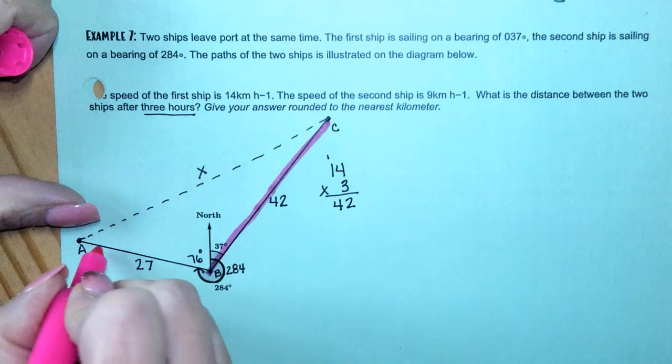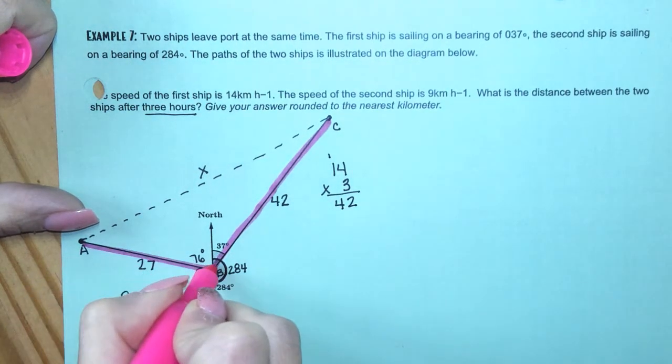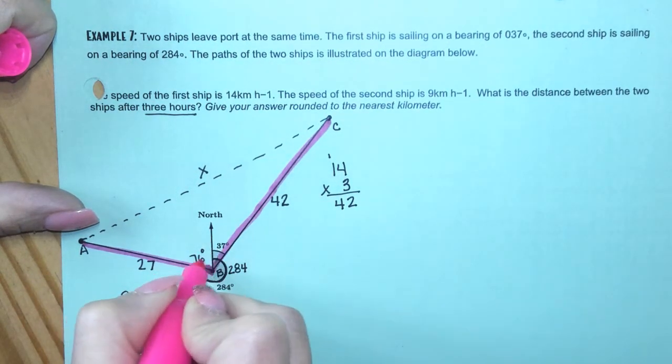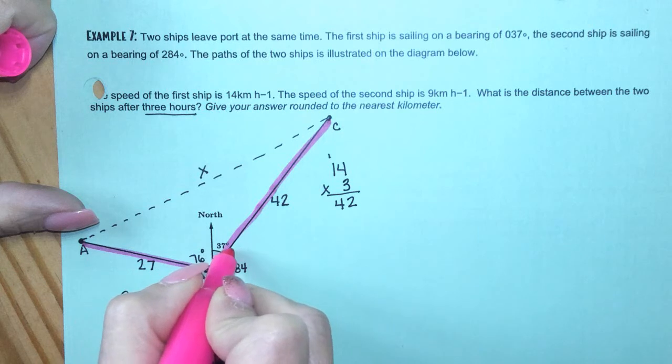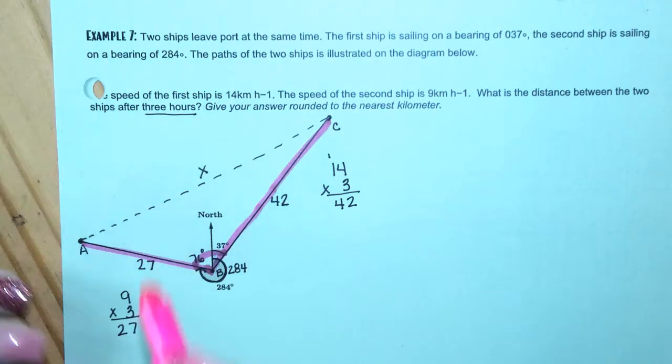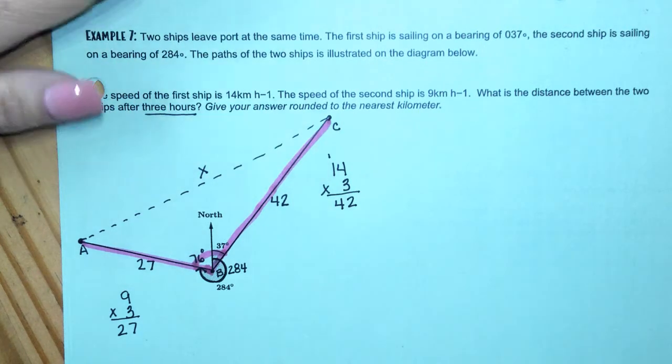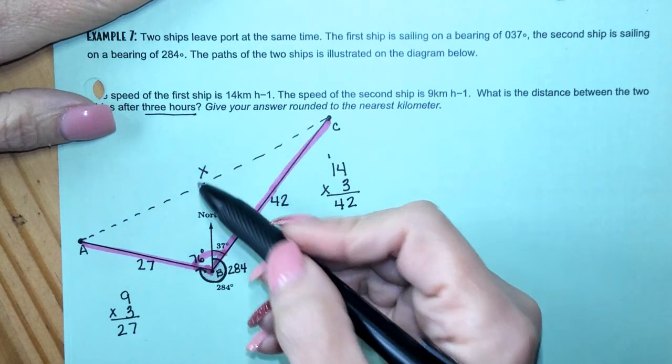I know this, and I know this, and do I know the angle? I certainly do. 76 and 37, so I know that angle right there. That allows me to find that third side. I encourage you right now, before I write it, to pause your video and try and write out the equation of what you're about to do. Here we go. The opposite side of the angle.